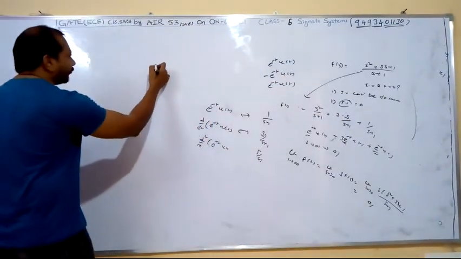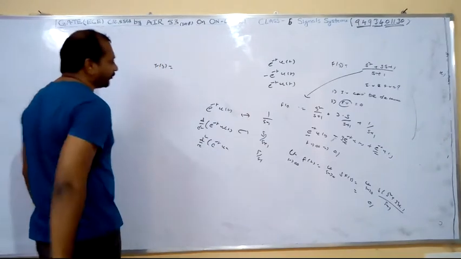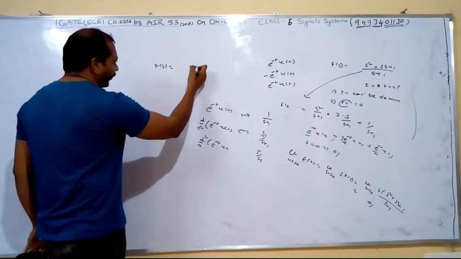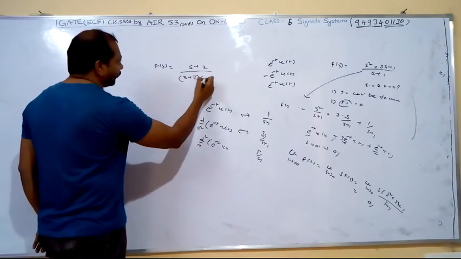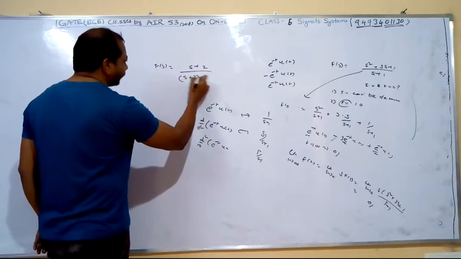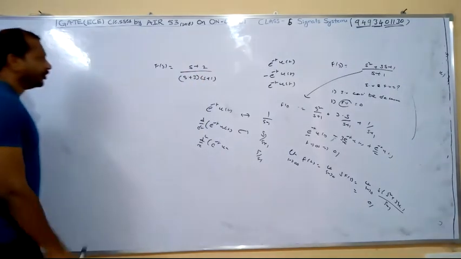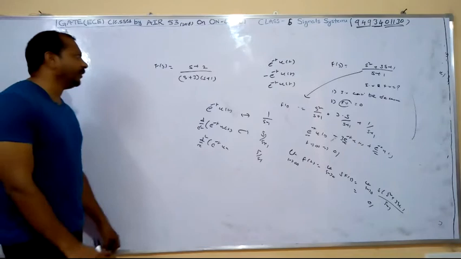Consider one more question. F(s) is equal to (s + 2)/((s + 3)(s - 1)(s + 3)(s + 1)). What is the initial value and the final value?